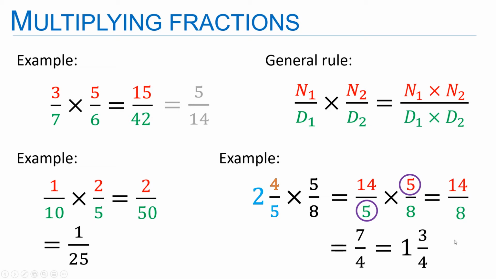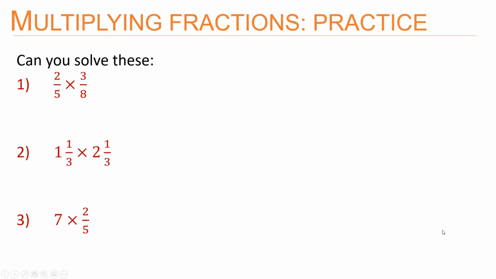Let's look at some more practice exercises. See if you can solve these by yourself. So try it first, pause the video, and then after you've solved them, come back for the solutions. So the first one is quite straightforward. Numerator times numerator is 6, and denominator times denominator is 40, and we can simplify to 3 over 20.